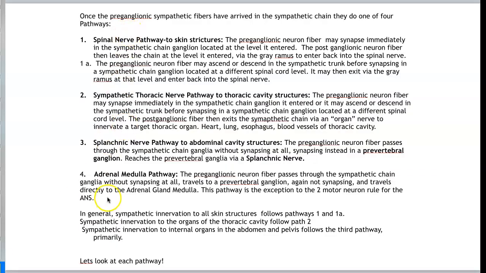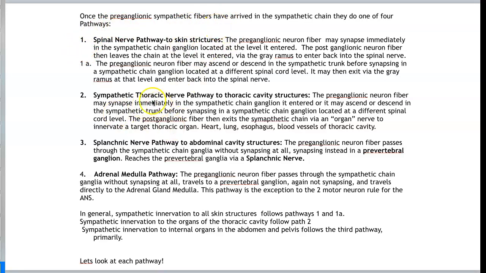So these are the 4 pathways. Go through them again if you don't understand them. Draw them. That would really help. When you draw them, it really does help. If you are going to skin structures, you are going to be getting to those skin structures by spinal nerves. You are going to synapse in the sympathetic chain ganglia, and you are going to leave through the gray rami. And you're going to hop on a spinal nerve that's going to take you to the skin structures.